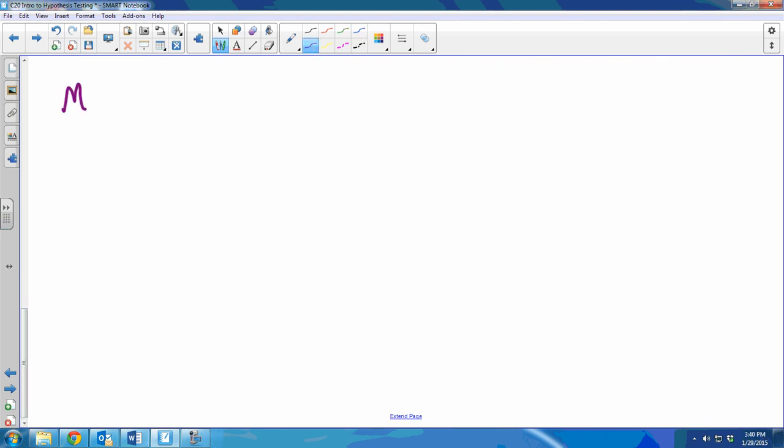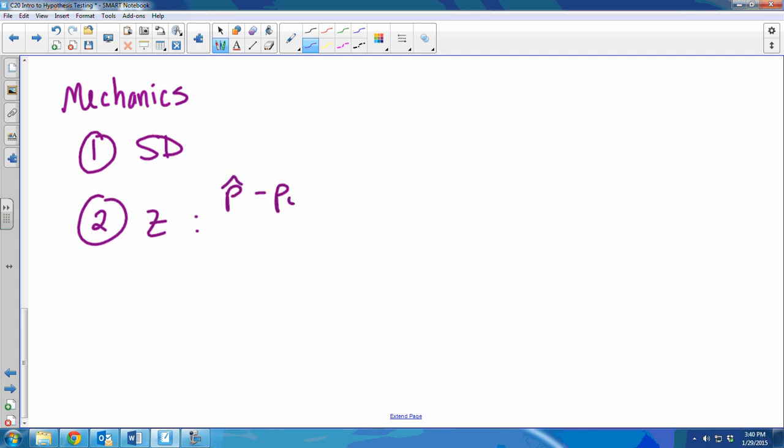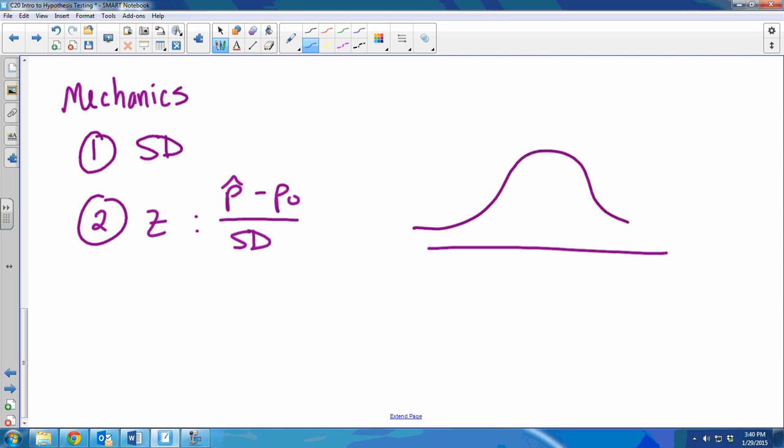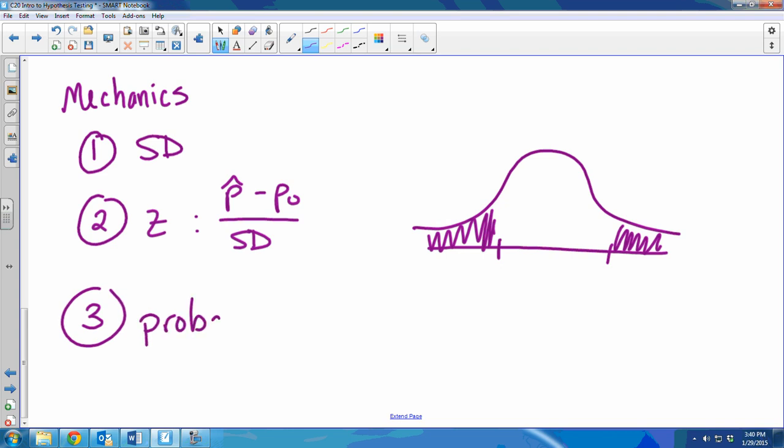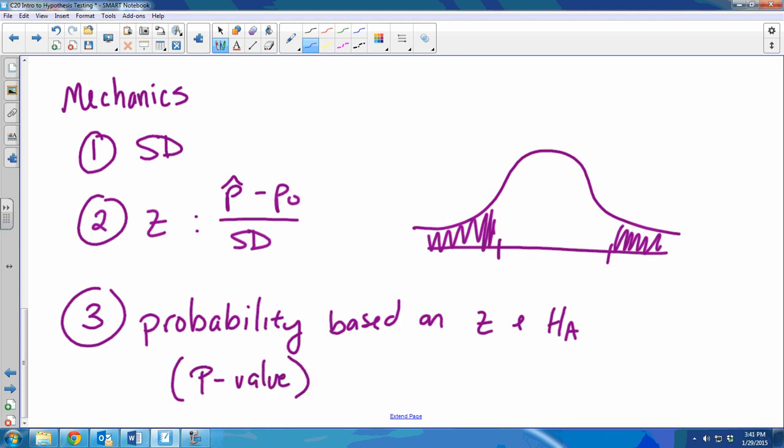You'll see three things from the mechanics section. The first thing you're going to find is the standard deviation. Then you're going to find the z-score. If we have a z-score, like we're using a normal model, then based on our hypotheses, we can find a probability for this tail, or we can find a probability for this tail. So the third piece is we're going to find a probability based on z and our alternative hypothesis, and it's called a p-value. I know, we have really fancy names in statistics. But that means we have three different p's in this section we have to be careful of. We have p-hat, we have p-null, and now we have a p-value. These two are proportions in the problem.